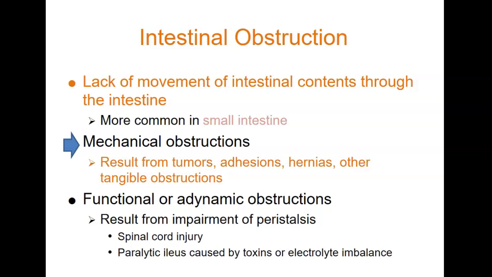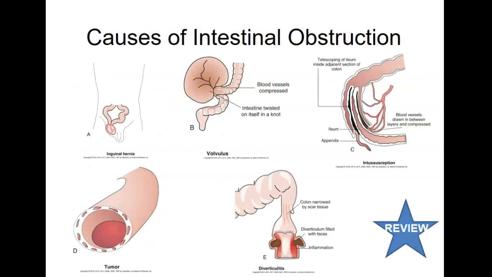People can have functional or adynamic obstructions, and basically this is from motor impairment via the nervous system. So impairment of peristalsis. Your parasympathetics aren't going to be functioning properly and you can't propel movements the way you should, so masses just kind of sit in place. All right, so these are different types of obstructions and different things that can cause them.